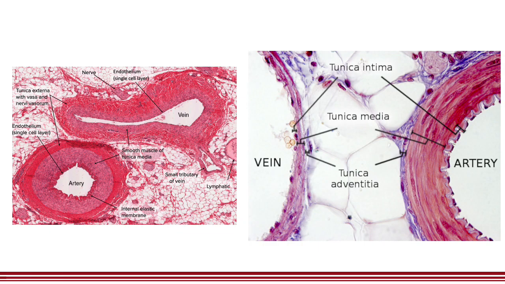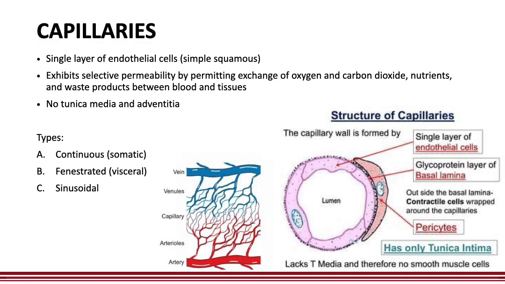Okay, so this is a comparison between an artery and a vein. Okay, the tunica media is very thick in the artery, but is thin in veins. Okay, the adventitia is thicker in veins and is very thin in arteries. Okay.